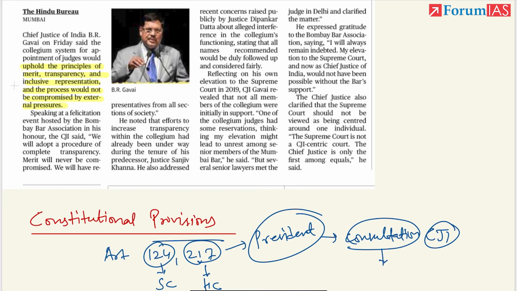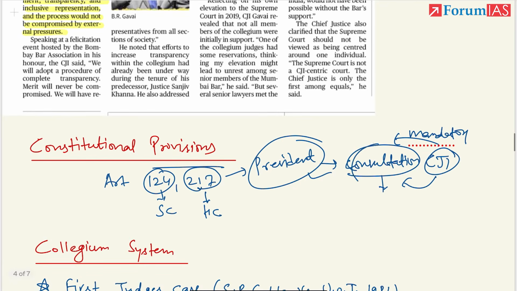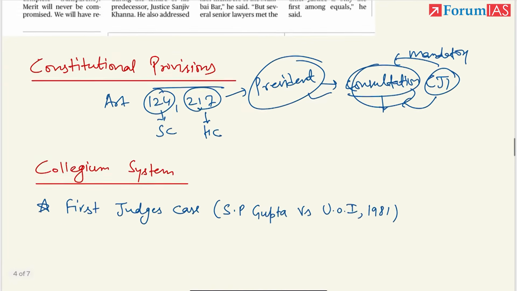Consultation can mean, okay, I'll consult with the CJI, and whatever he says has to be agreed on. That is, it is mandatory to accept the CJI's recommendation. Or it can also mean, okay, I'll discuss with the CJI, whatever the CJI says, let it be, I'll decide on my own. So to clarify what this consultation means, how did the Collegium System evolve?